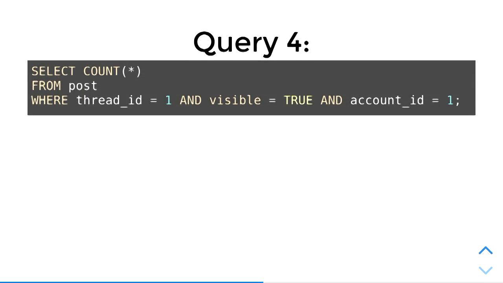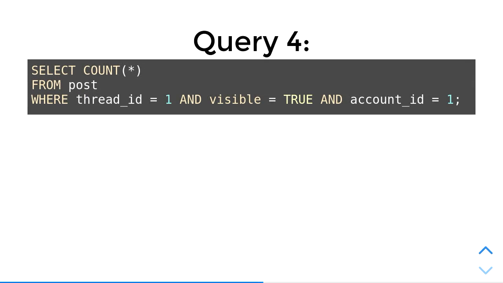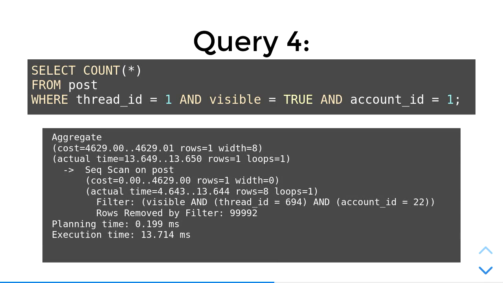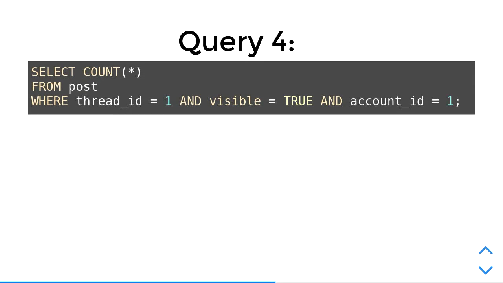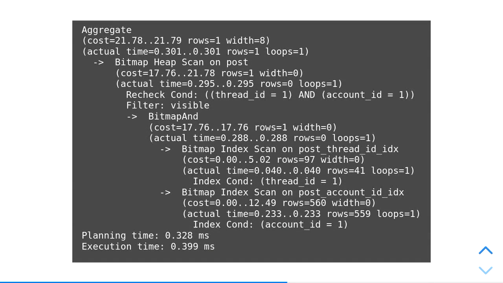Let's move on to query number 4. What's the count of the number of posts in the thread that are visible that I posted? Again, the initial query: again, sequential scan. We filter on all these different terms, and 99.99% of the rows don't match. But it's still costing us 4,629. Whew, this is getting repetitive. So what's the query plan for this? Well, actually, it turns out to be quite a big one.